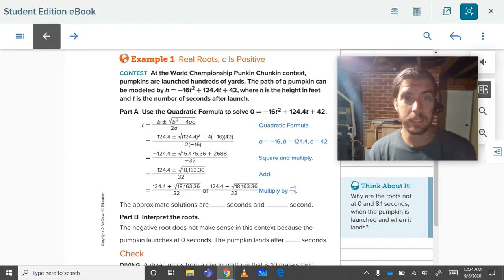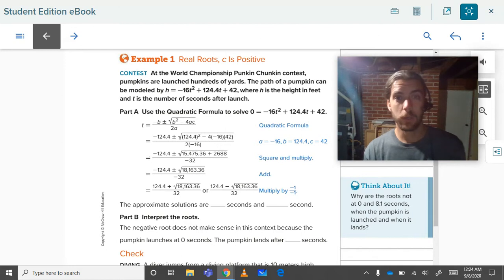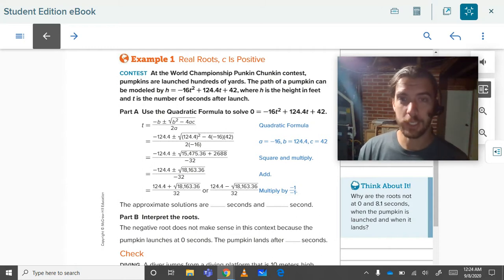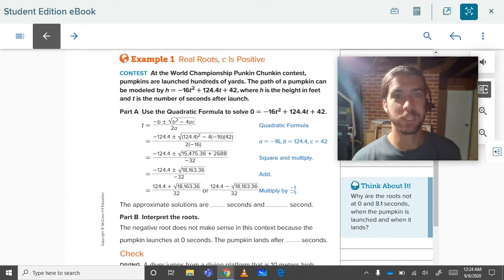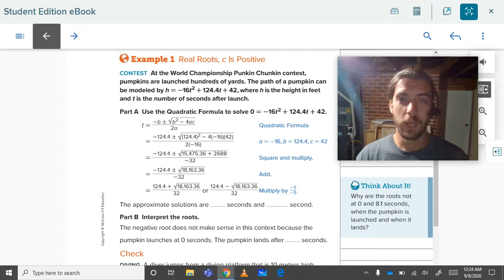So let's use it in this example number 1, where we're going to have real roots and where c is positive. So the context here is a contest where at the World Championship Pumpkin Chunkin Contest, pumpkins are launched hundreds of yards. The path of a pumpkin can be modeled by h equals negative 16t squared plus 124.4t plus 42.